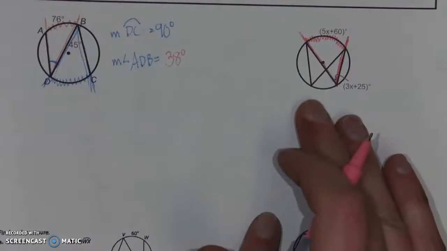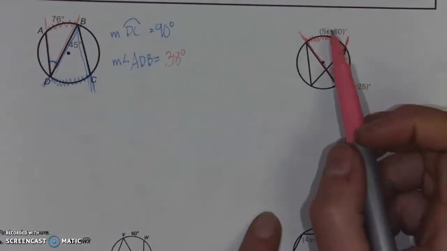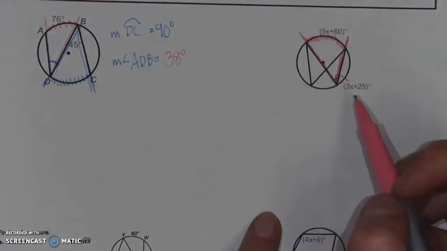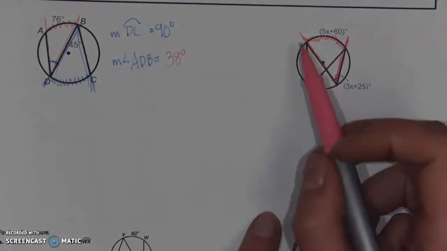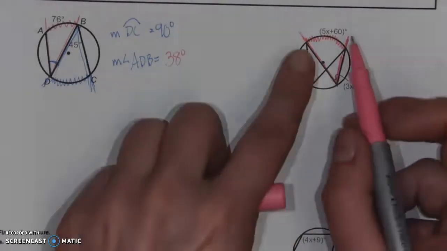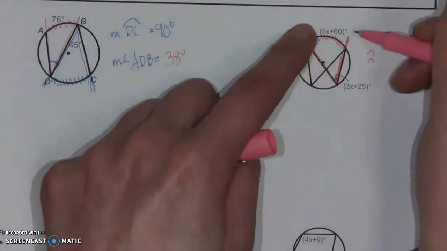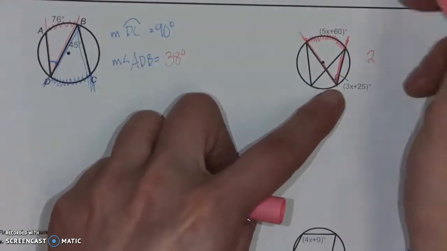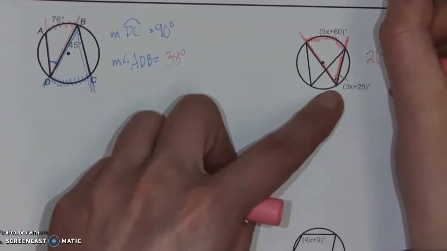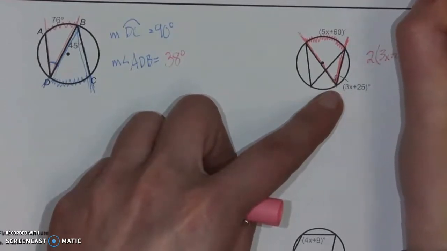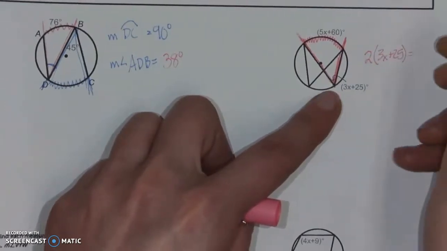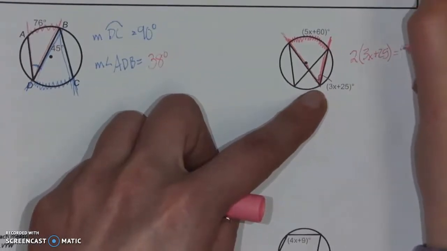And when I do that, notice that the 2 pieces of information I have actually are fully connected. I don't even need these other 2 lines. I can ignore them completely. This measure is half as big as this one. So if I do 2 times the angle, 3x plus 25, I should get my arc of 5x plus 60.